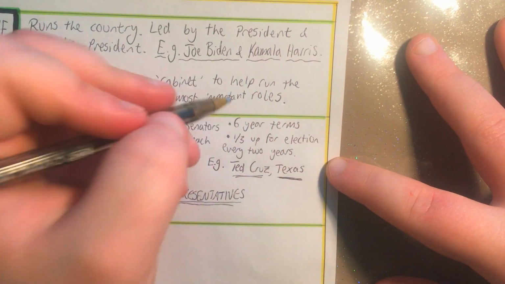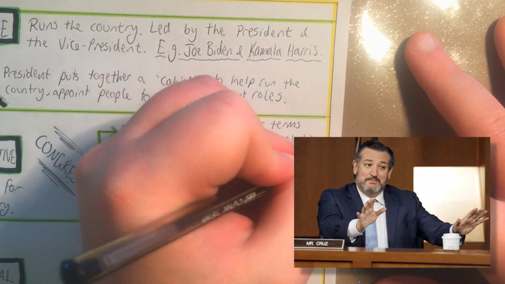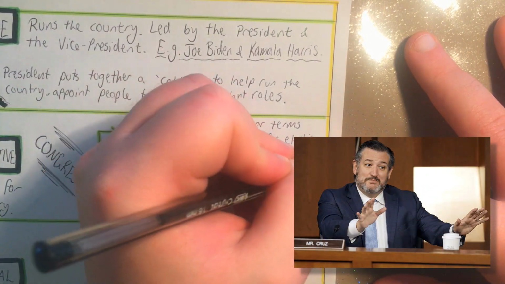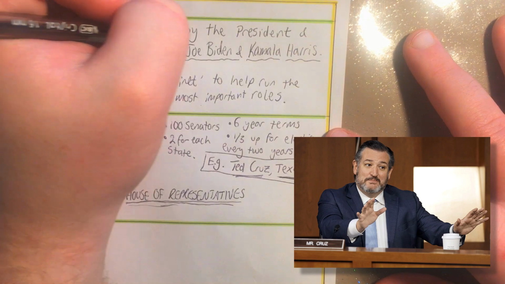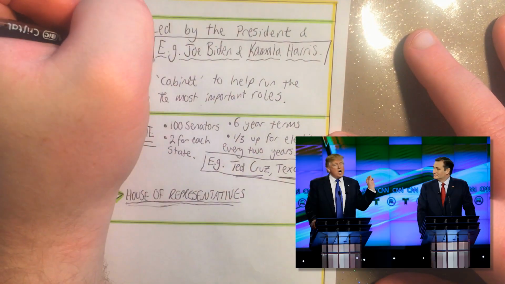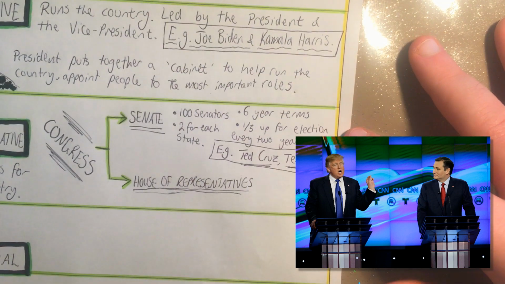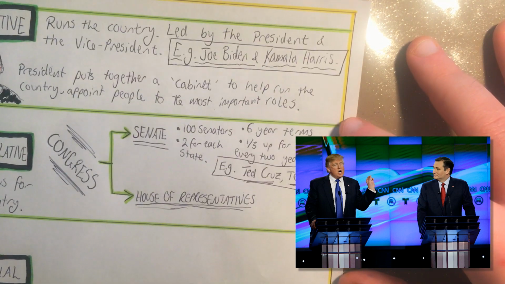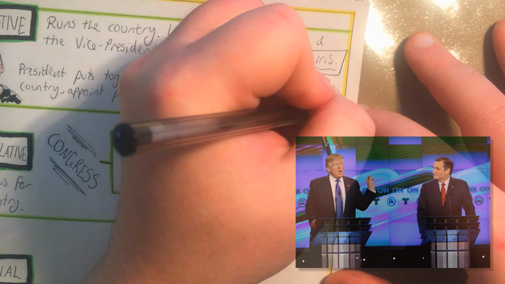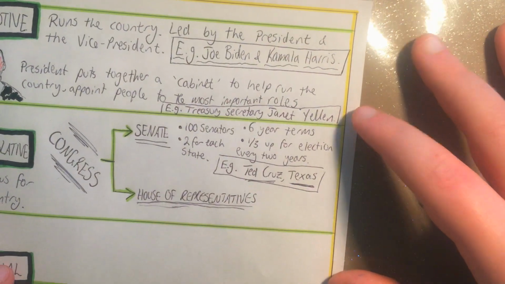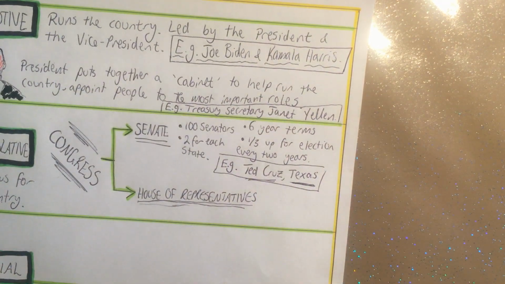And so an example of a senator is Ted Cruz, who is a senator from Texas, really well known. He went up against President Trump for the 2016 Republican nomination, but obviously lost to Trump. But he is a familiar face when it comes to the Republicans in US politics.